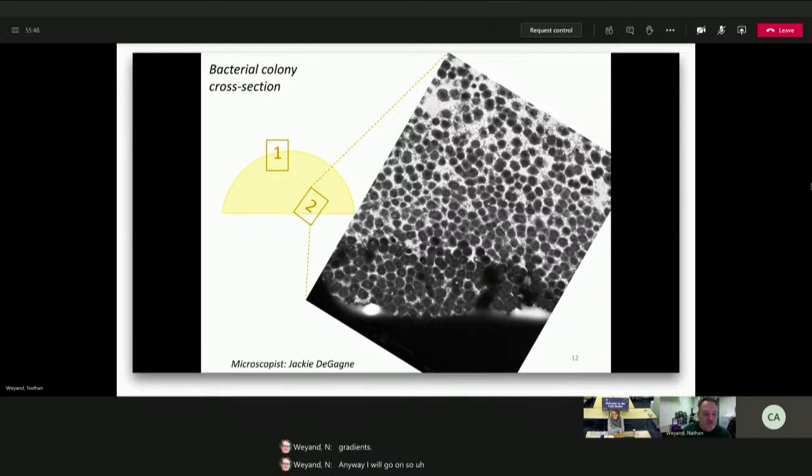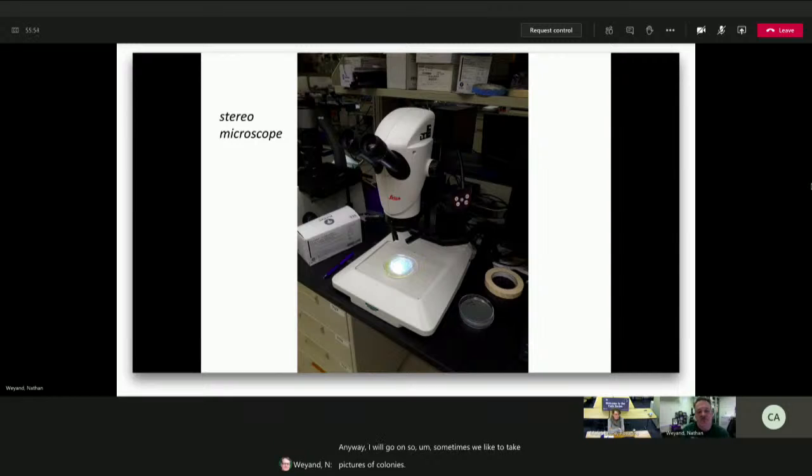So sometimes we like to take pictures of colonies, and we have several microscopes in the lab. This is a picture of a stereo microscope. If you look down here at the base, we can put a Petri dish there and illuminate light through the bottom of the plate. And right here, there are what are called gooseneck lights, which we can use to illuminate from the top. So we have the option to illuminate from the top, from the right or left, or both sides, or from the bottom or not from the bottom. We can do lots of different combinations.